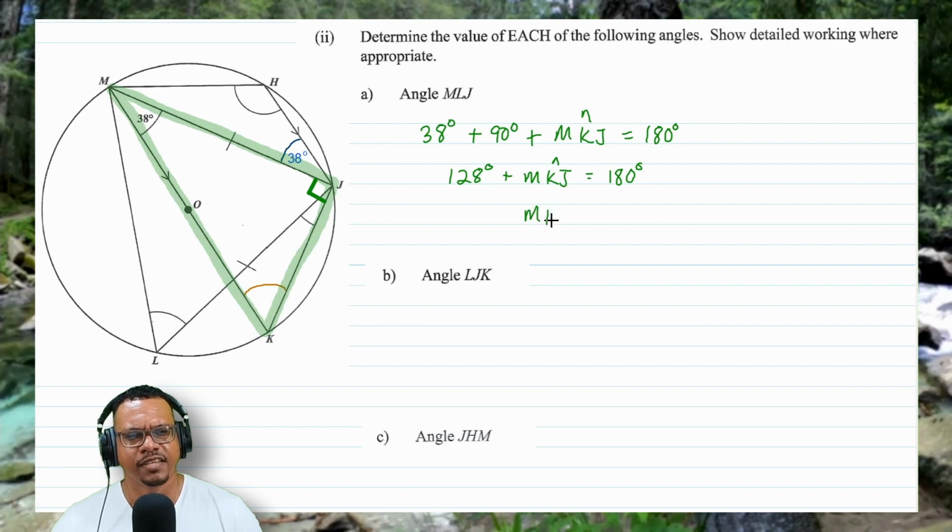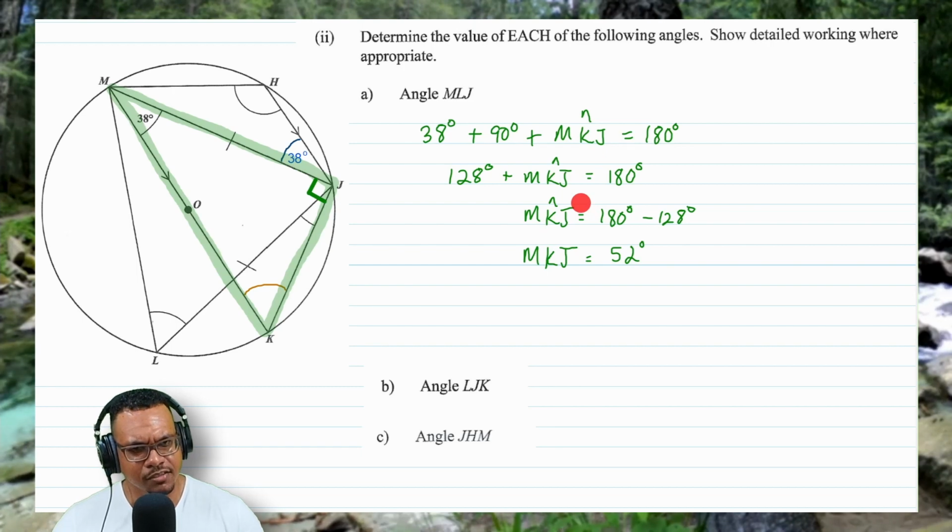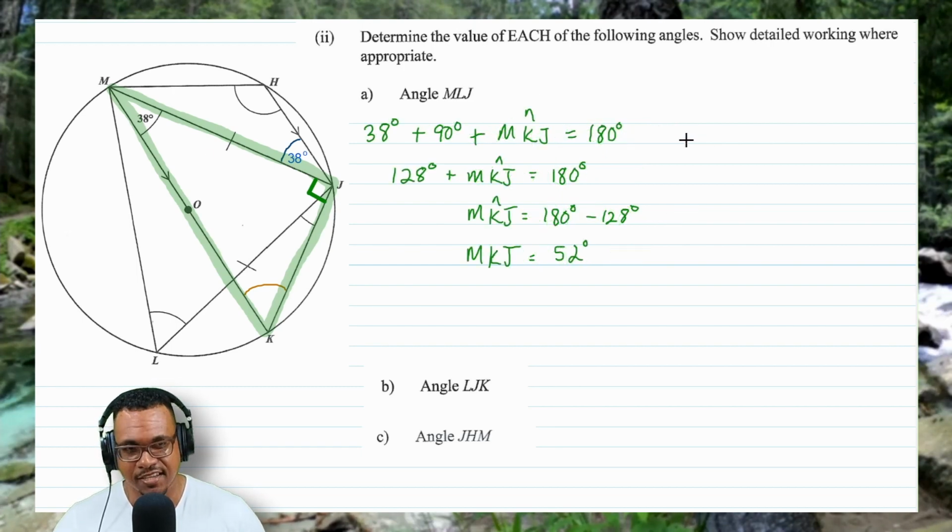So angle MKG is equal to 180 take away 128. So angle MKG is equal to 52 degrees. And of course, the reason for this is the sum of the interior angles of a triangle is equal to 180 degrees. So I'll just write the reason down here.